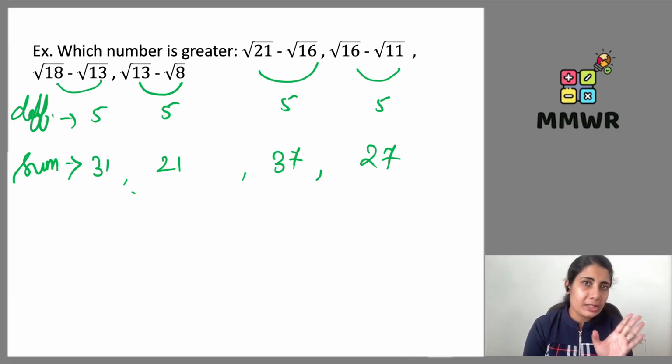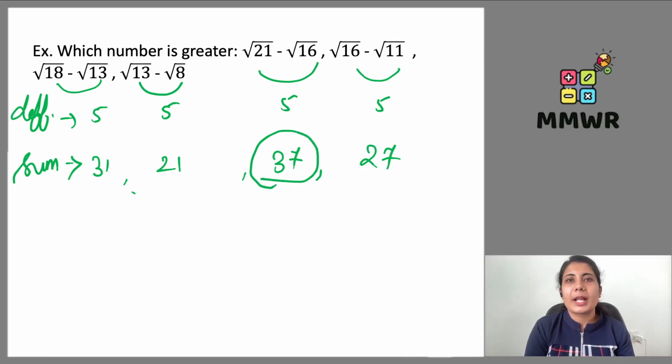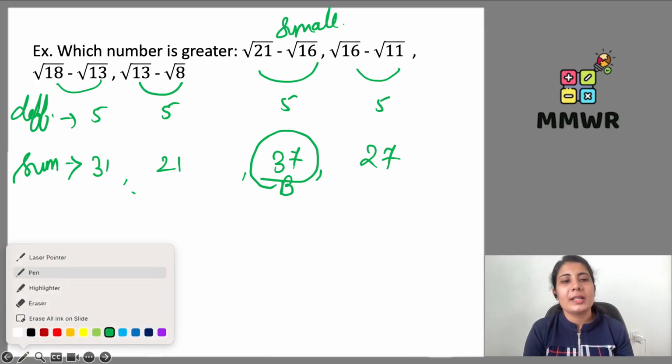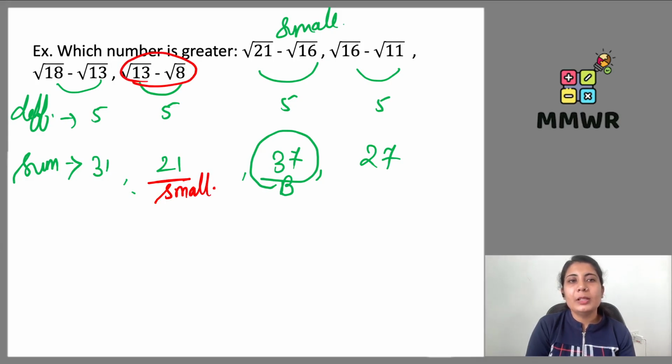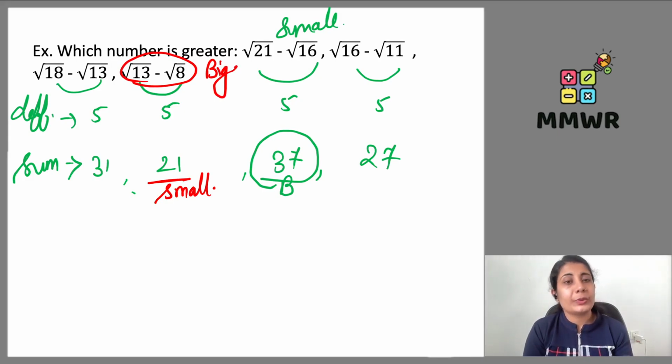Since these are already in the numerator, the opposite happens: the bigger the number, the smaller the fraction. The sum 37 is bigger, so this is the smaller one. Big number means small fraction. Root 21 minus root 16 is the smaller one, and this is the smaller number. So that is why this will be the big one. I hope it's easy now, because this 21 is going to come in the denominator.